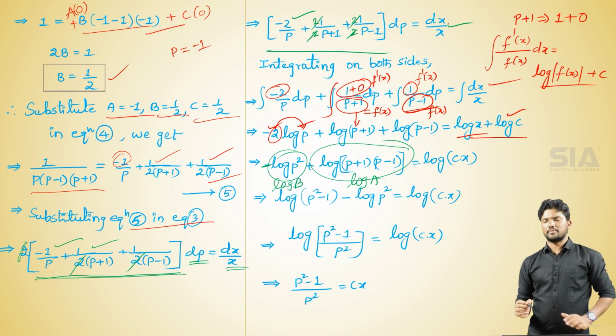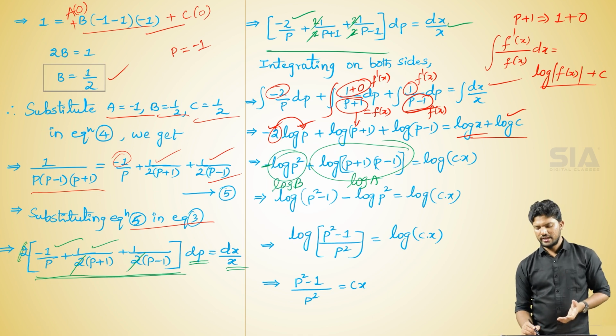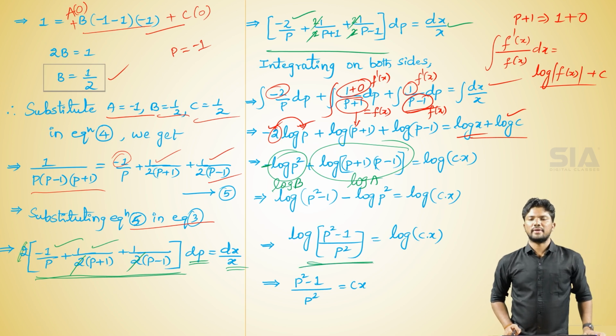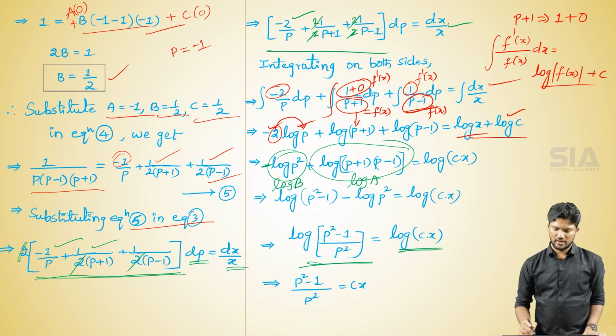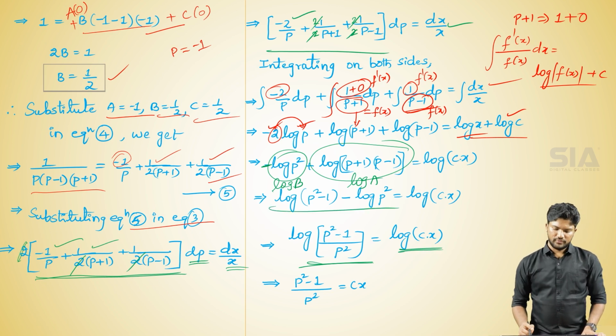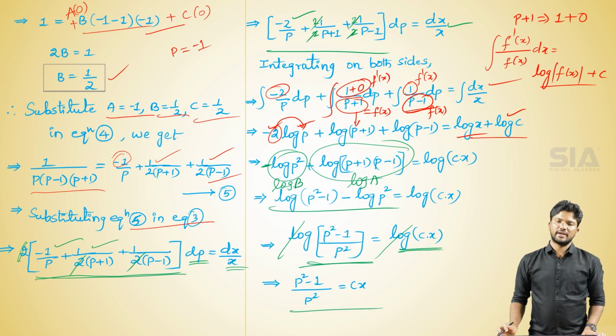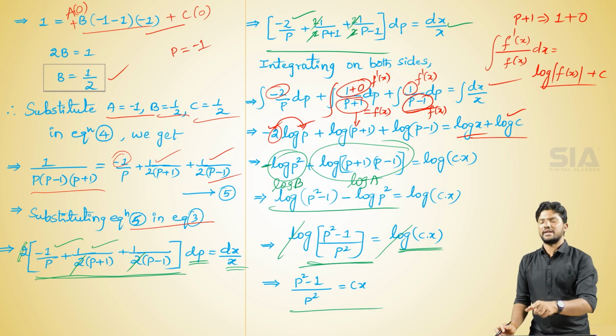Log A minus log B means log A by B. You can write it in this format. Log (P square minus 1) by P square equals RHS log C into X, or else you can write in this format. So on both sides, by cancelling log, you will get P square minus 1. Why? Because P plus 1 into P minus 1.